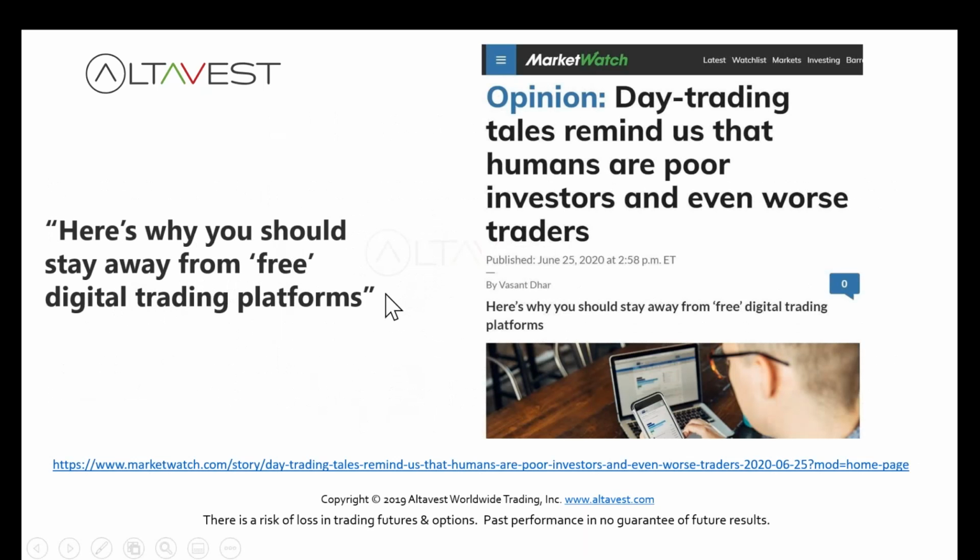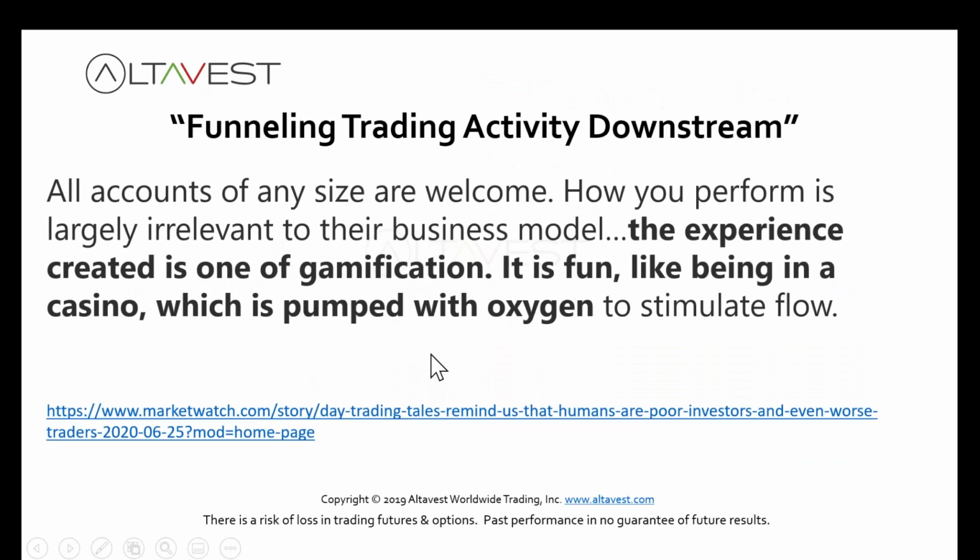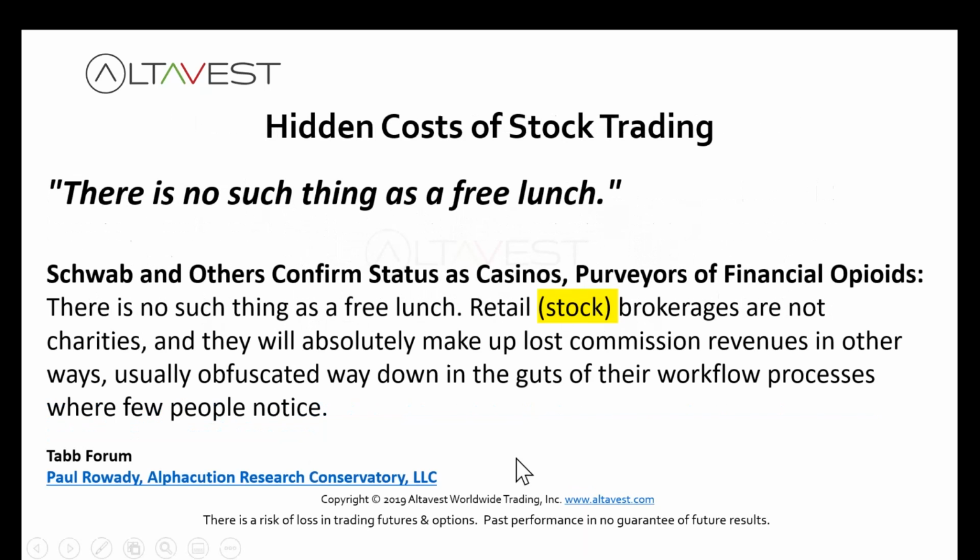I mean, this stuff is all over financial media, folks. It's not me just making this up. It says here, they funnel trading activity downstream. How you perform is largely irrelevant to their business model. All accounts of any size welcome. It says here, the experience created is one of gamification. It's fun, like being in a casino, pumped with oxygen to stimulate flow.